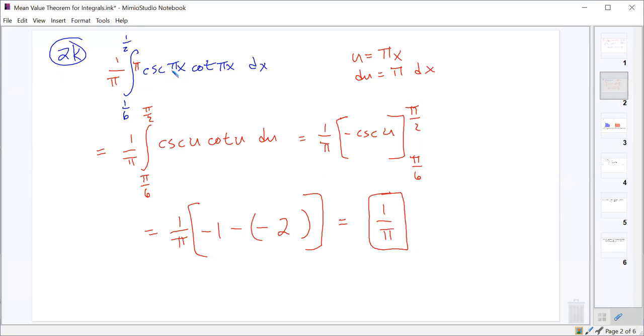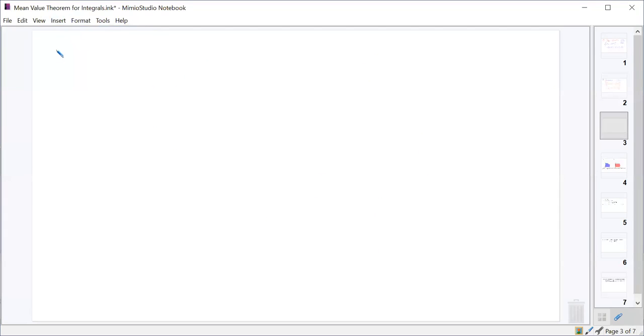All right, any other questions from the homework? All right, 2L. What's the next one here? 2L. All right, what was 2L? The integral from 0 to √3 of x to the 5th times the square root of x squared plus 1 dx.